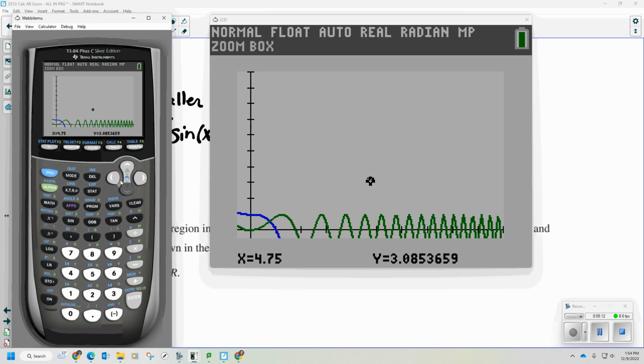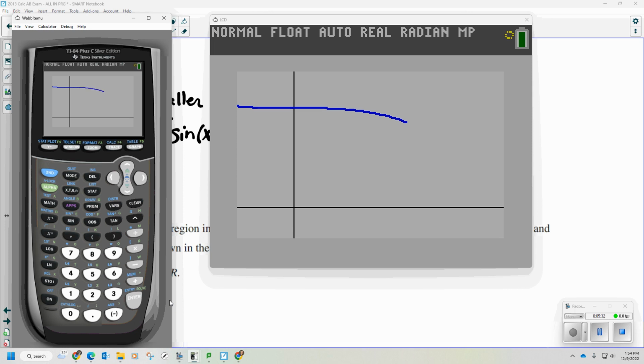So let's zoom box. And let's go down here. Right there's good. Go a little bit below. I'm going to hit enter. It turns into my little rectangle here. Go up. I only want to capture kind of where they intersect. Right there. So I'm going to zoom in this box.